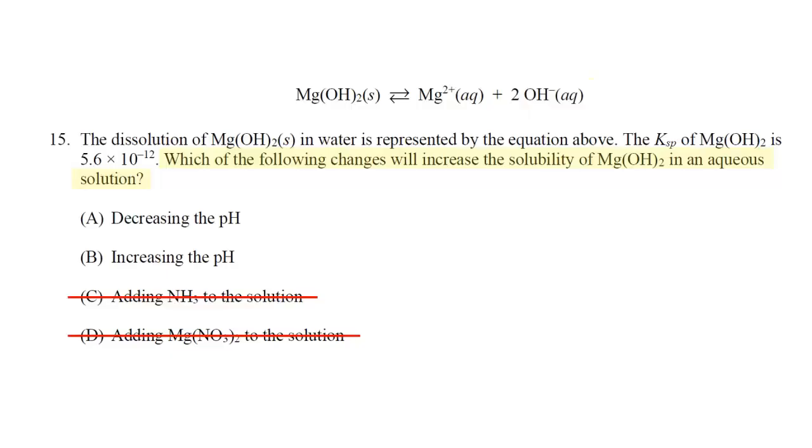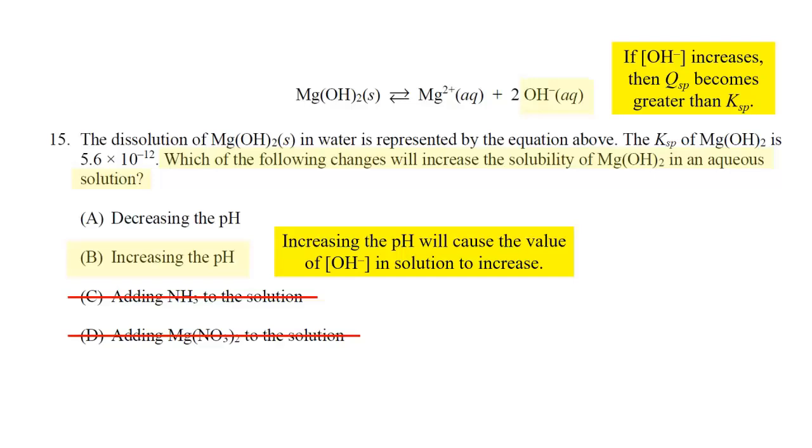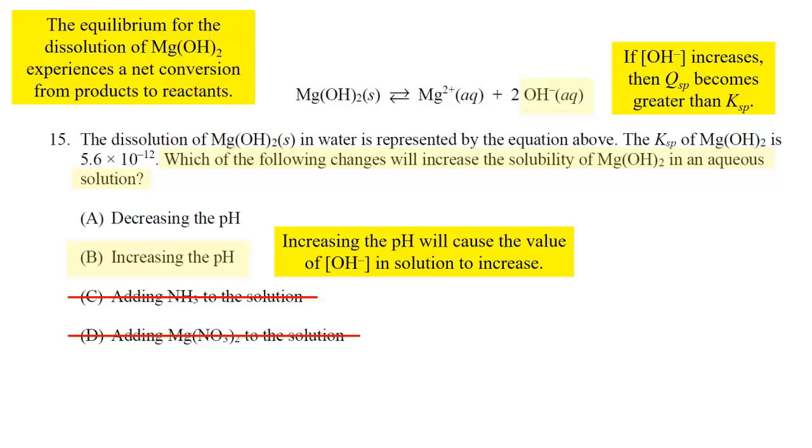Now we're down to pH. Remember, this is topic 8.11, pH and solubility. So is it decreasing the pH or increasing the pH? Increasing the pH will cause the concentration of the hydroxide ion in the solution to increase, which means QSP becomes greater than KSP, and a net conversion from right to left, from products to reactants.